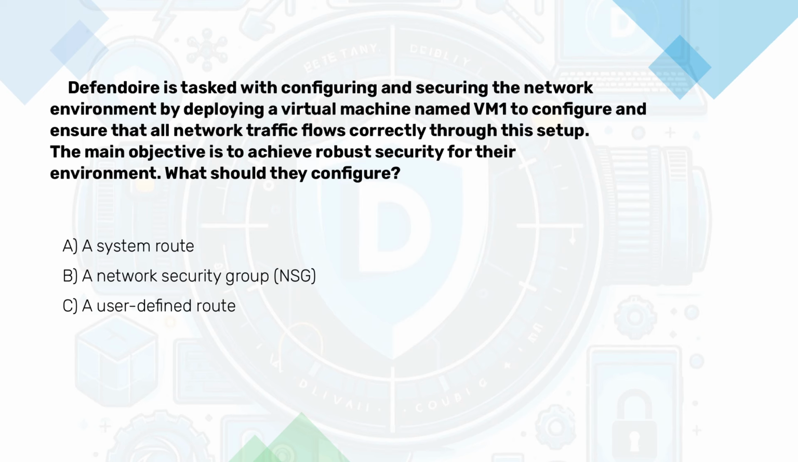We are tasked with configuring and securing the network environment by deploying a virtual machine to configure and ensure that all network traffic flows correctly through this setup. The main objective is to achieve robust security for our environment. What should we configure? A, a system route. B, a network security group. C, a user-defined route.